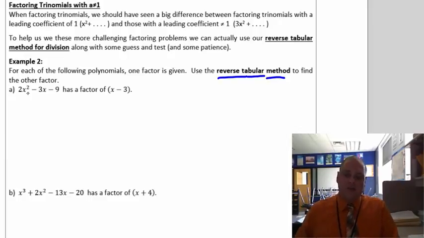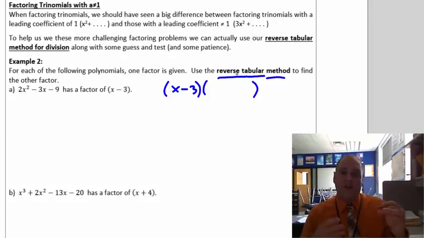So they're telling us, okay, for 2x squared minus 3x minus 9, one factor is x minus 3. So I know the answer is x minus 3 times something. I just don't know what that other something is. You're trying to find the other factor. Well, if you're trying to find another factor, you could just simply divide. So what we're going to do is we're going to use that reverse tabular method to divide.